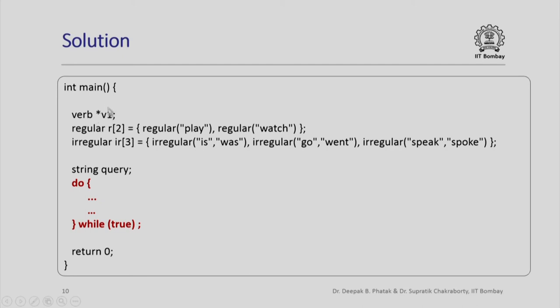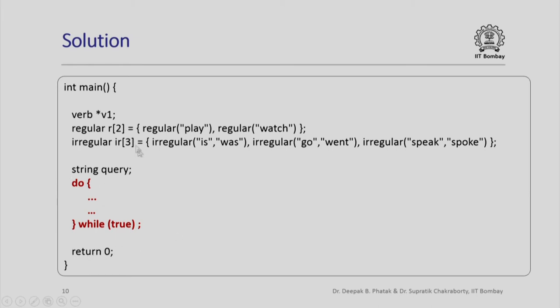Here is v1, which is a pointer to the base abstract class verb, and here is our query string. We will see how we are going to use this v1 in the subsequent slides. We will write a do while loop here, and inside this loop we are going to ask for a verb to be provided by the user as input, and then we are going to search these two arrays, and if I find it in this array, I will concatenate ed to it to print out its past tense, or if I find it in this array, I will pick up the past tense from the appropriate data member of the irregular verb object, and I will print that out as the past tense. And finally, this main function returns 0.